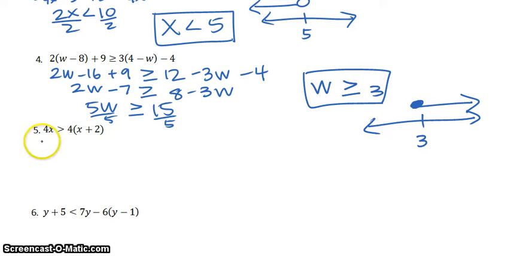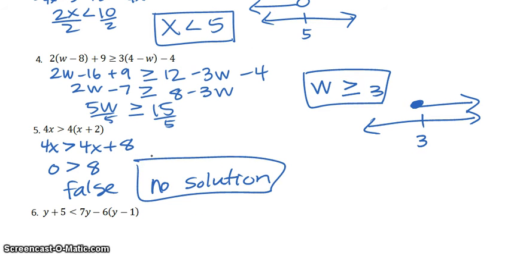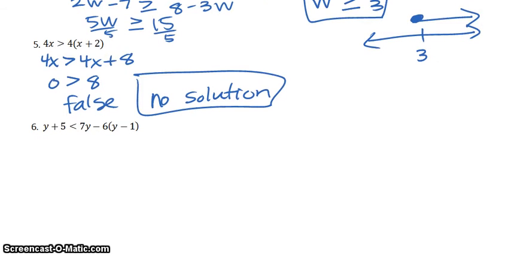Now, here we go. I'm going to get 4x is greater than 4x plus 8. Subtract 4x. That gives me 0 is greater than 8. That is a false statement. So that means no solution, and you don't have a graph. Same thing, false statement, no solution.